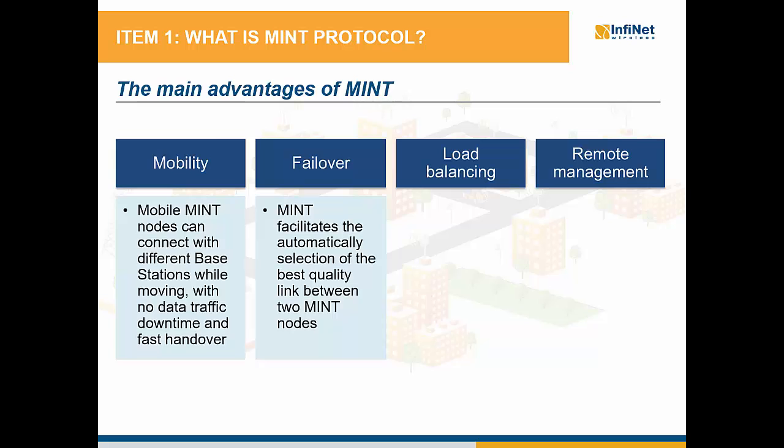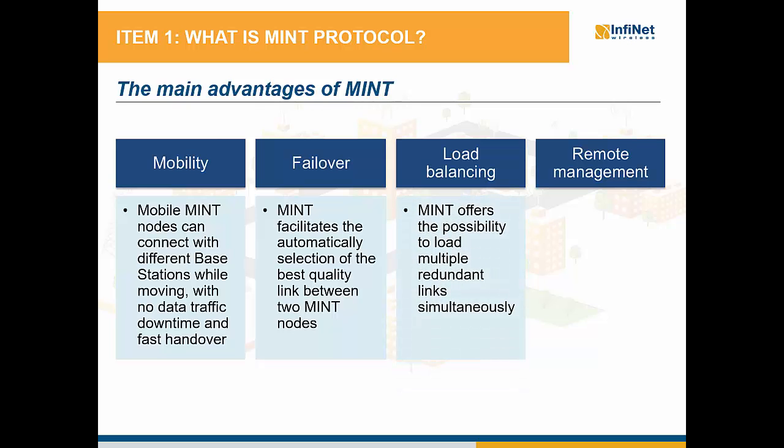In failover situations, we can have two or many possible links between nodes, as I said before, and Mint performs automatic selection of the best path according to the best quality of the link. Actually, we also have load balancing, which is another important advantage. Mint offers the possibility to load a redundant path at the same time, but not the same data will be transferred on both paths, as I said before, but both paths become active at the same time for frames to be sent from one node to another node.